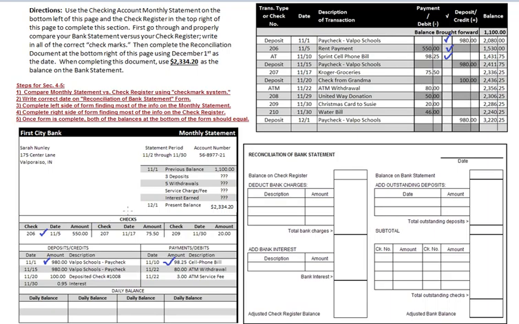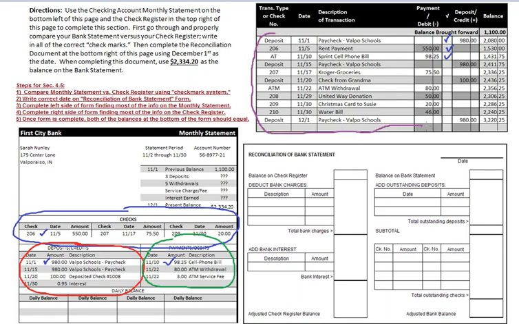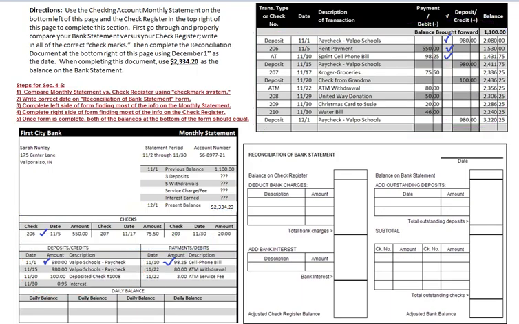Now, what I'm doing is I'm constantly comparing different sections on my bank statement, and I'm comparing them to the different transactions that I have on my check register. And I'm putting check marks as I go. Do not assume that you're going to put check marks all the way down, because you probably won't. You've got to be careful about that.